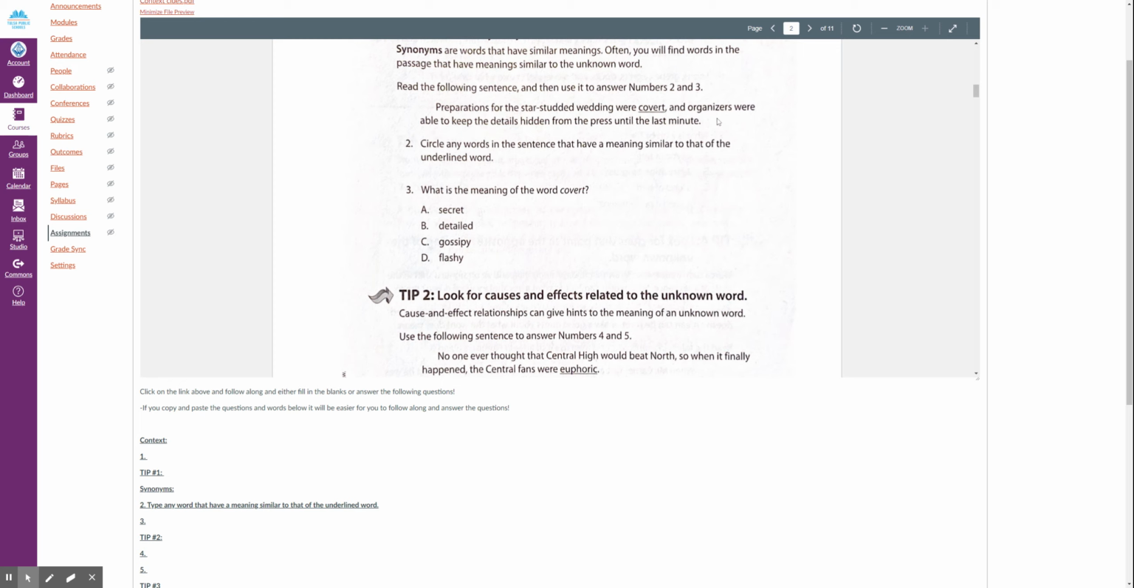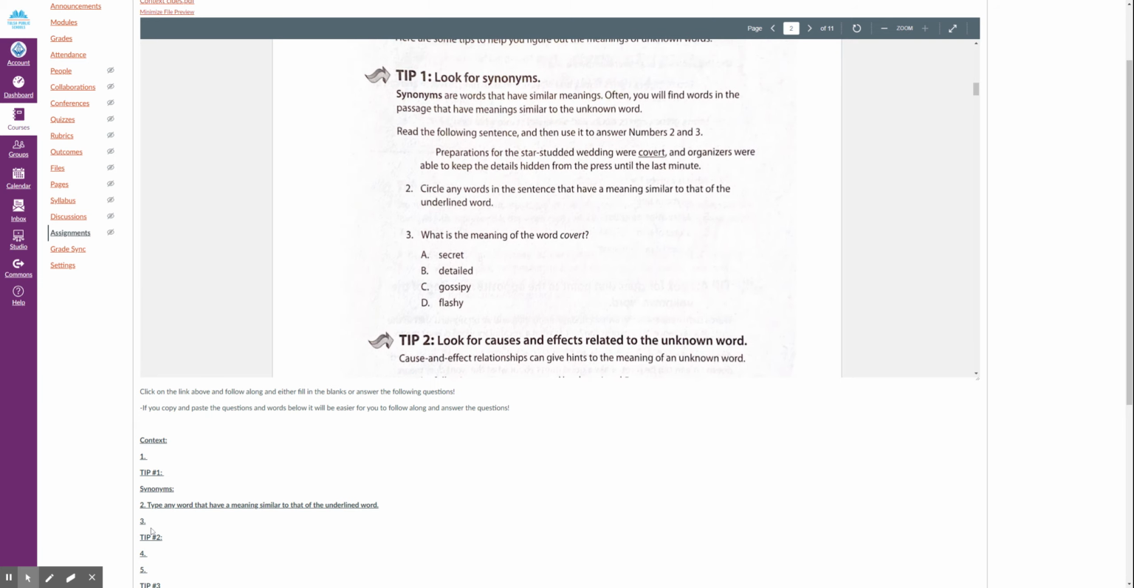So which words in this sentence are a synonym of covert? They're similar. A synonym for covert would be hidden, right here. So for number two, we're going to put hidden. Okay, so number three right here.